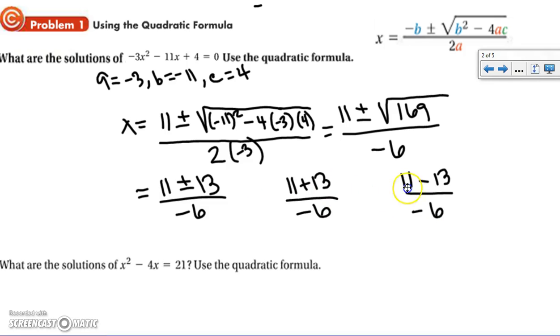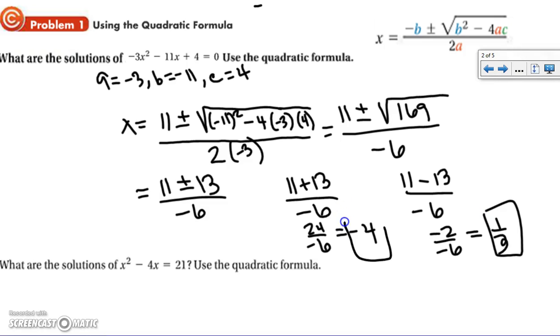So you do have two solutions here. We need to figure out what they're going to be. 11 plus 13 is 24 over negative 6, so that's negative 4. And 11 minus 13 is negative 2 over negative 6, which is positive 1/3. So my solutions here are negative 4 and 1/3. So this formula is what I use to get the solutions. If I were to graph this, I would see that this is where my graph crosses the x-axis, at negative 4 and at 1/3.